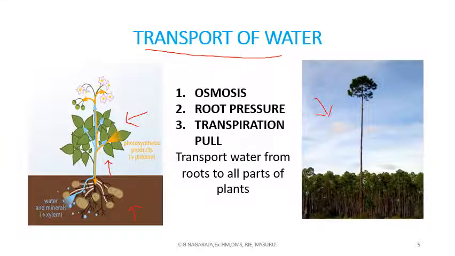by means of three processes. One is called osmosis, second, root pressure, third, transpiration pull. So all the three different activities help in transporting water from roots to all parts of the plant. However tall the plant may be, whatever the length of the plant may be, water is transported from the roots to the upper part.